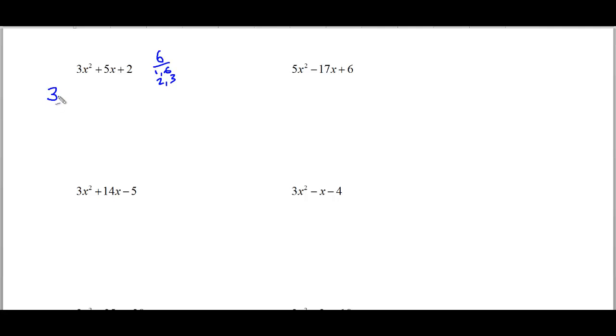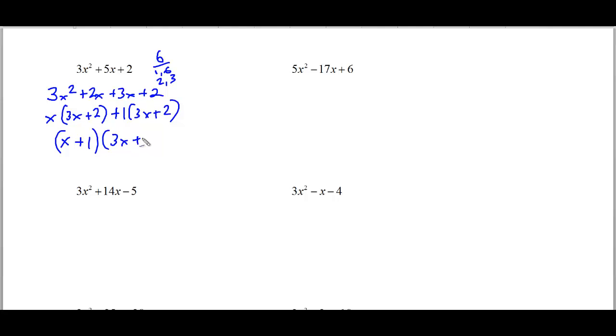So my 3x squared plus 2x plus 3x plus 2, and then we factor the first two terms. All we can do is pull out an x, 3x plus 2, and all we can pull out of here is a 1, 3x plus 2. Then we put our terms that are solo together, and our terms that are in parentheses that match, put them together. There we go. That is our answer for that problem.